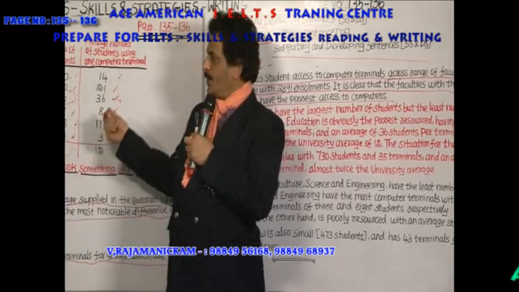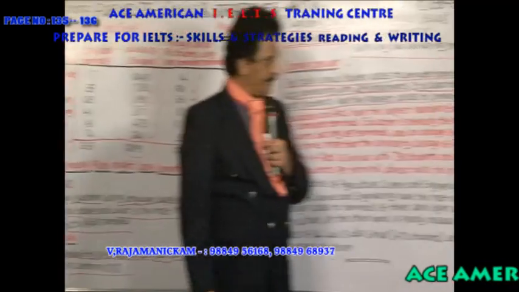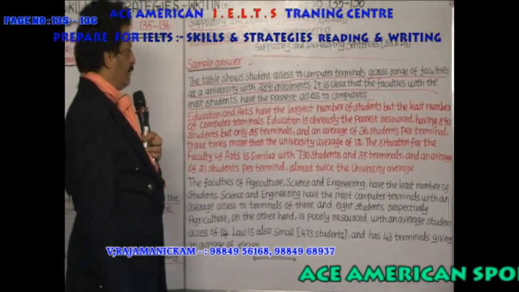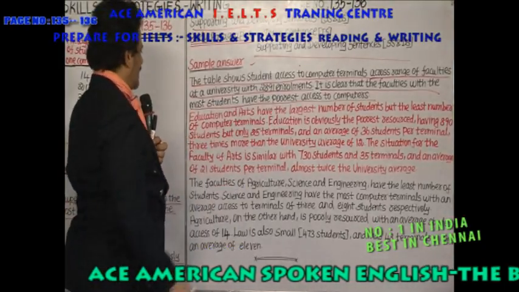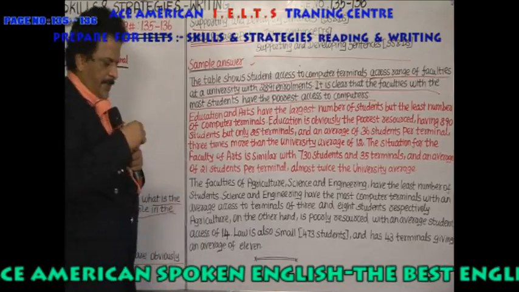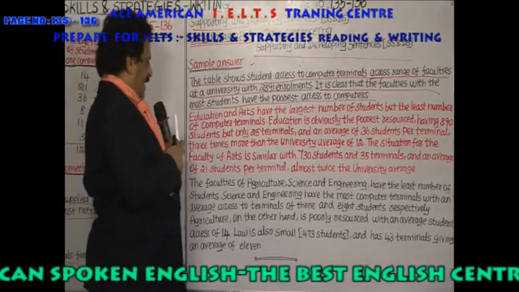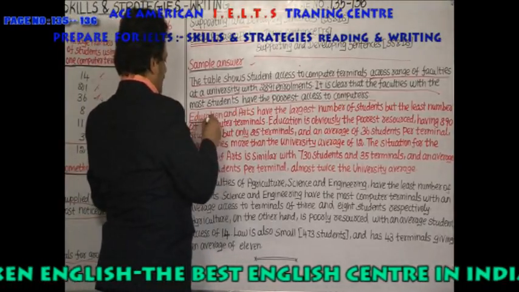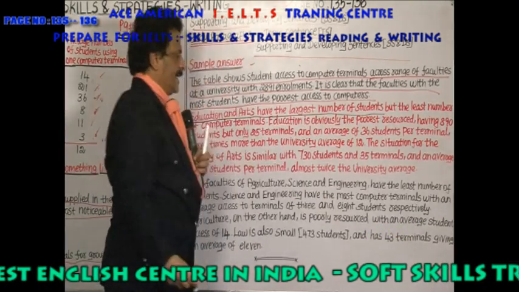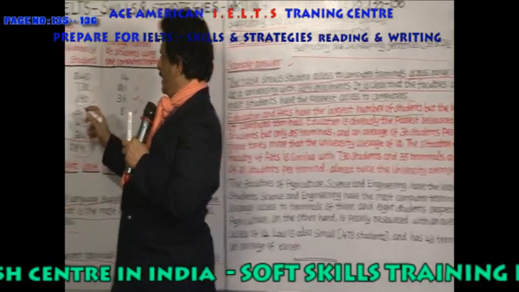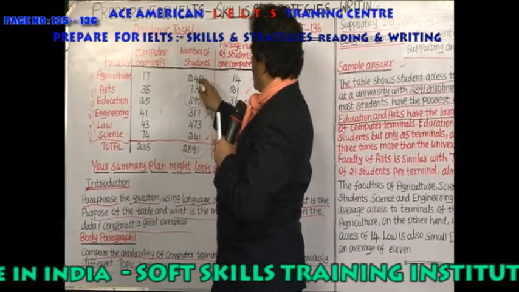In the main body, what is given? Education and arts have the largest number of students. Education has 890, arts has 730 students. So education and arts have the largest number of students and the least number of computer terminals.